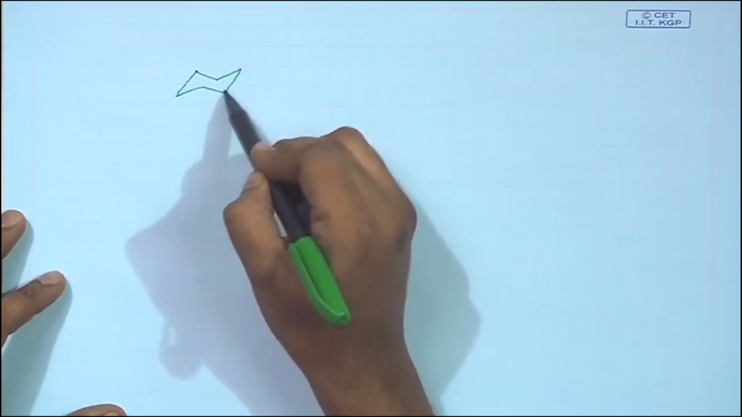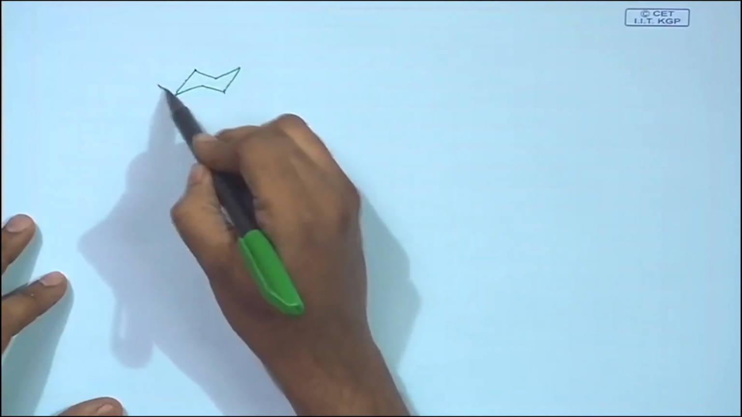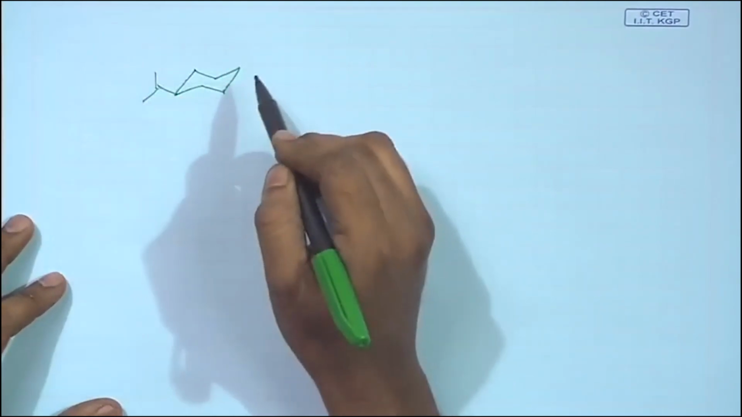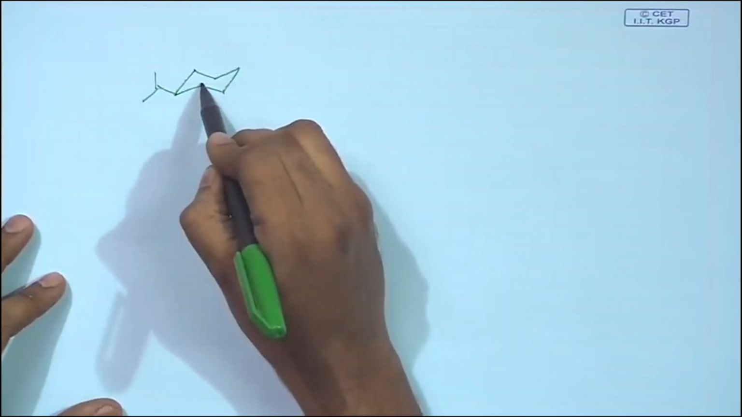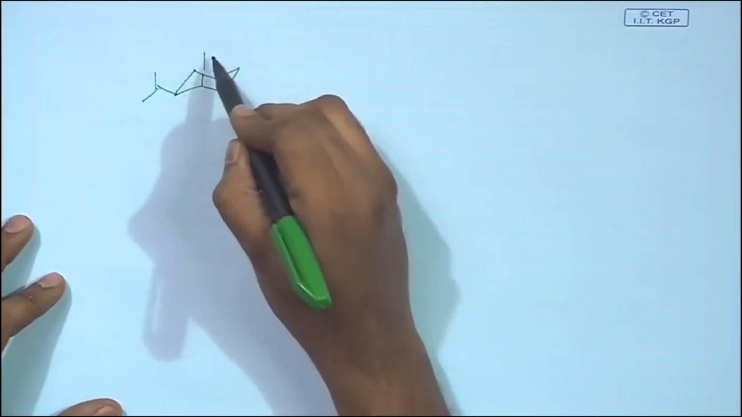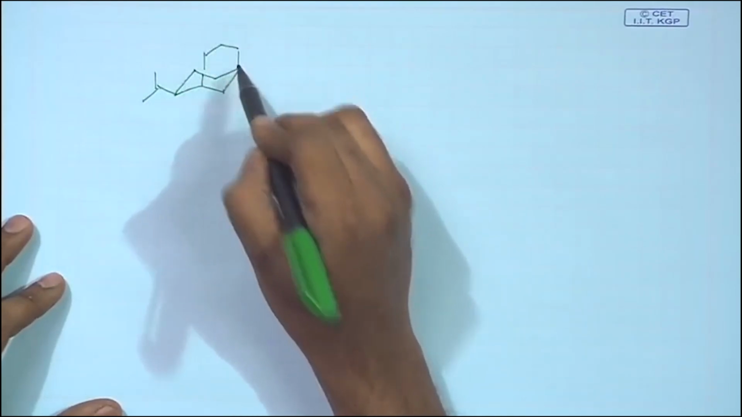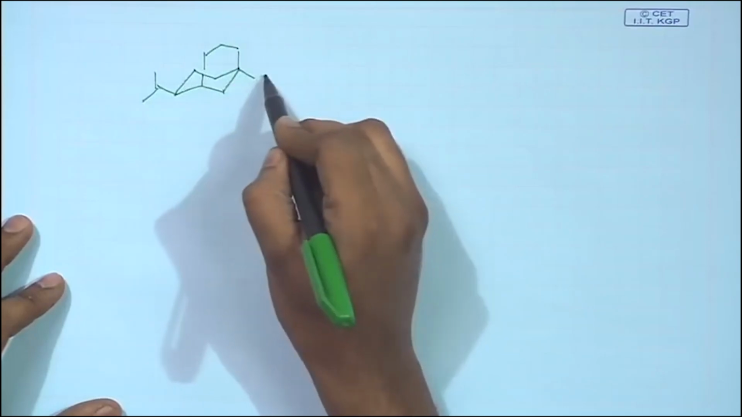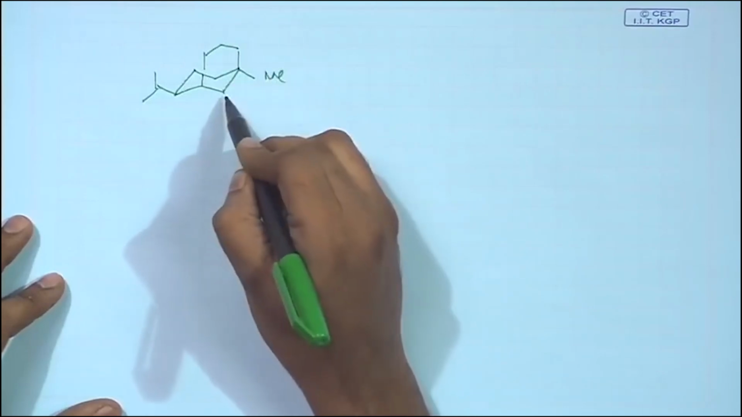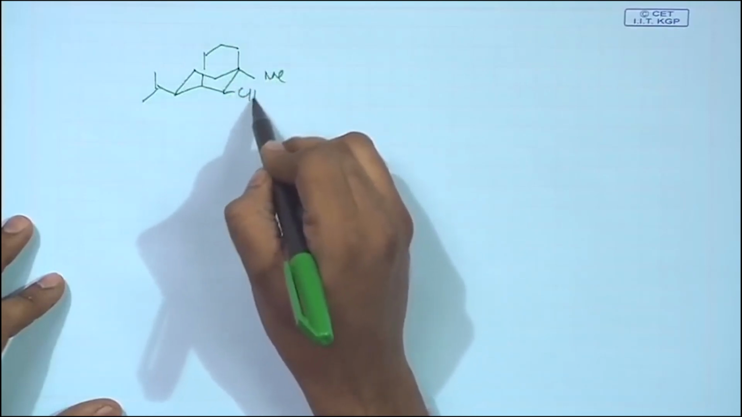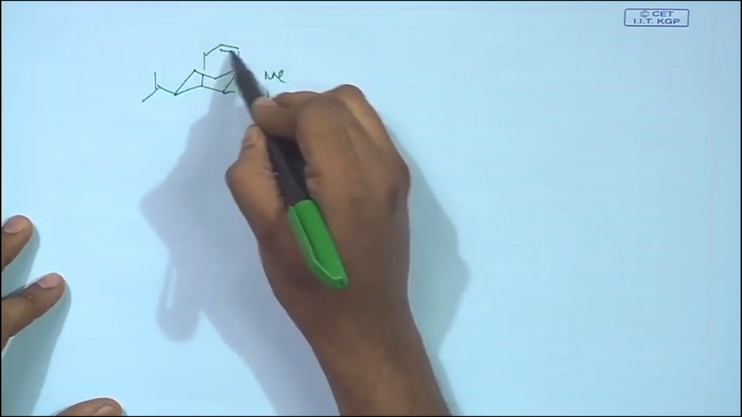Let us see if time permits to discuss another simple molecule, which is basically nothing but a complex carbocycle molecule, and the structure is basically here.